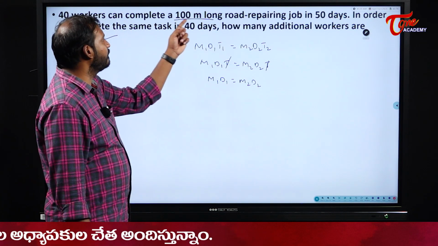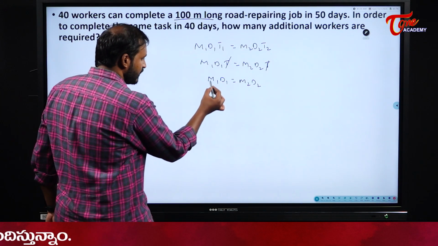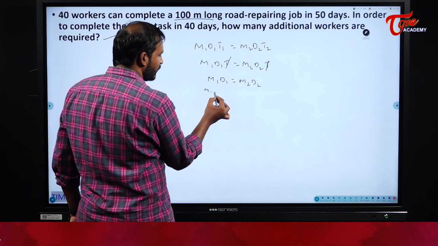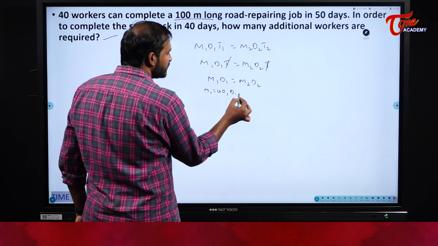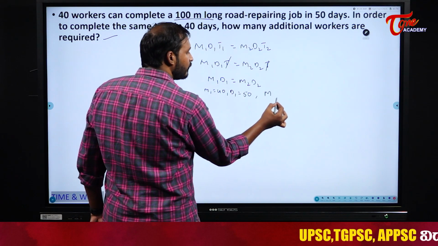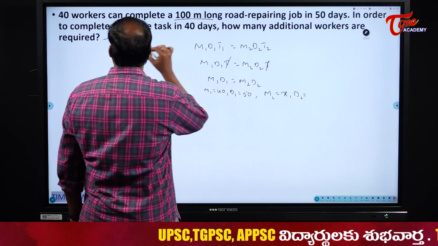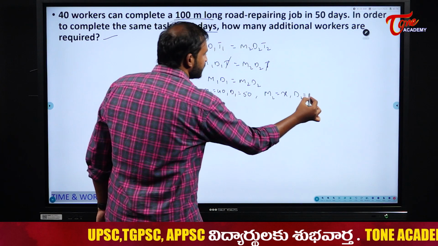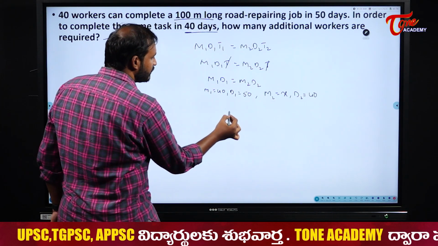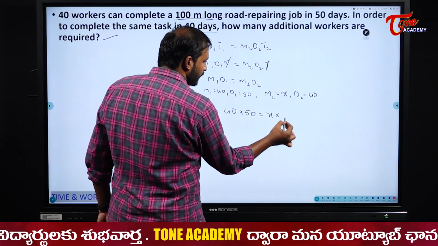Initially the work was done by how many people? 40 workers can complete the 100-meter road job working in how many days? 50 days. So M1 is here what? 40, and D1 is how much here? 50 days. When it comes to M2, we don't know, so let us take it as X. What about D2? They should complete the work in how many days? 40 days. So substitute in this formula, what will you get? 40 into 50 is equal to X into 40.